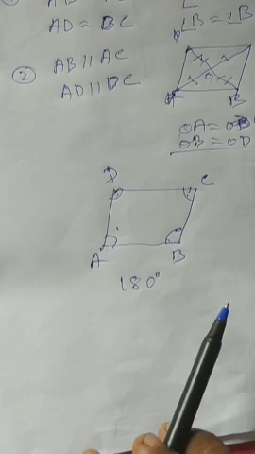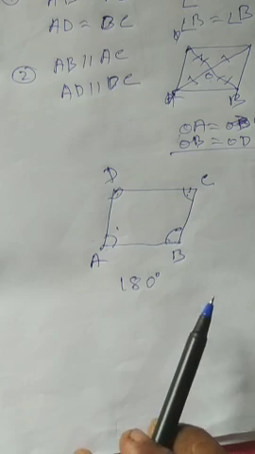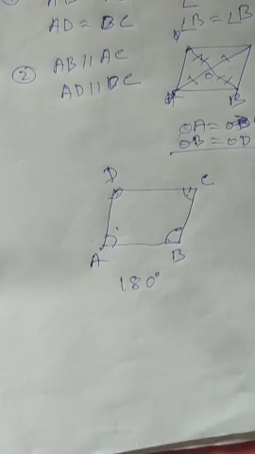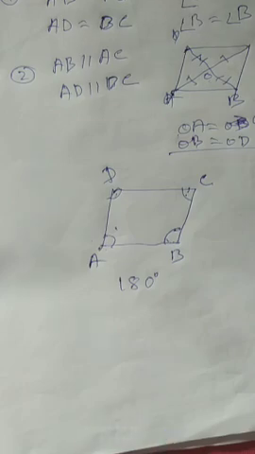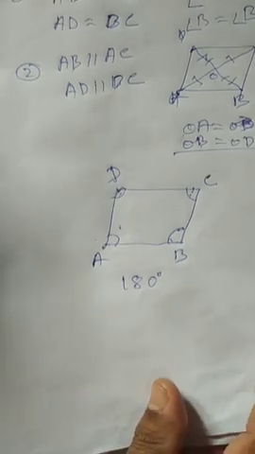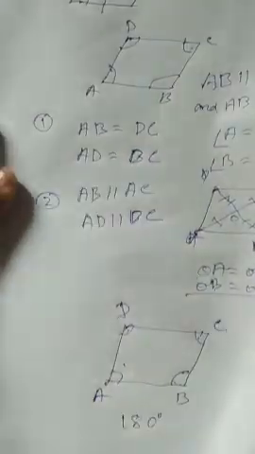So there are six conditions. Out of these six conditions, if one condition is satisfied by a quadrilateral, then we say that the quadrilateral is a parallelogram. This is the geometrical definition of a parallelogram. Very important, the definition of a parallelogram is very important in class 9.